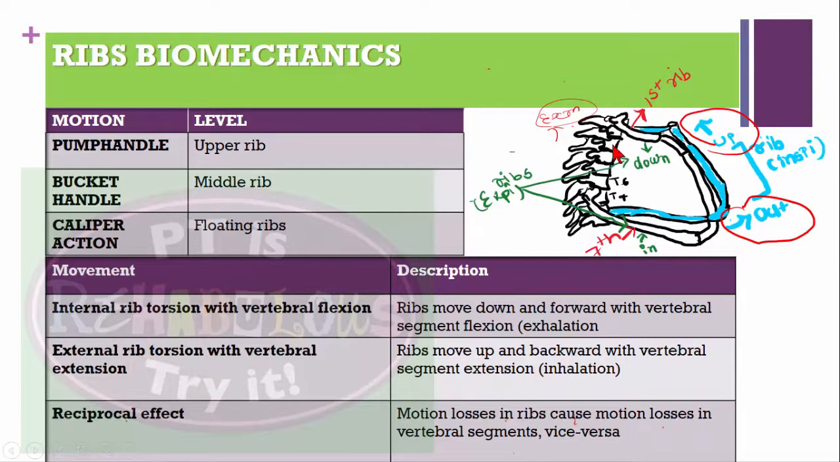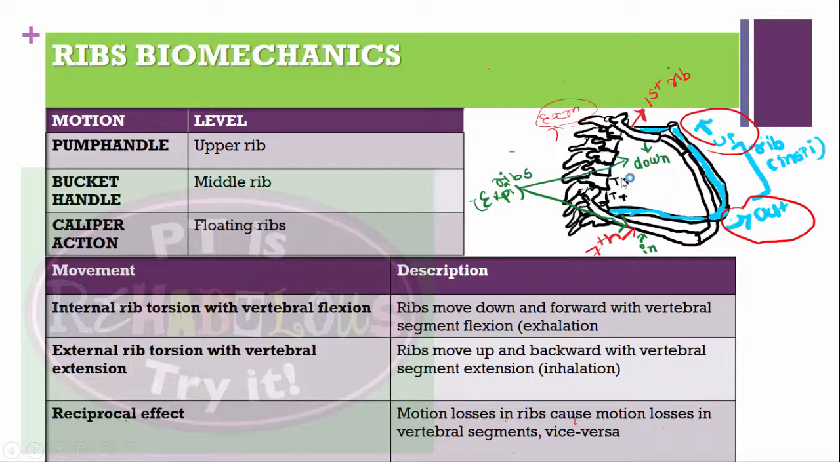If your vertebra are going into flexion, that is called internal rib torsion. At that time your ribs are going down and forward, meaning the ribs are coming inside and downward. So vertebral flexion occurs, and here your expiration will happen.